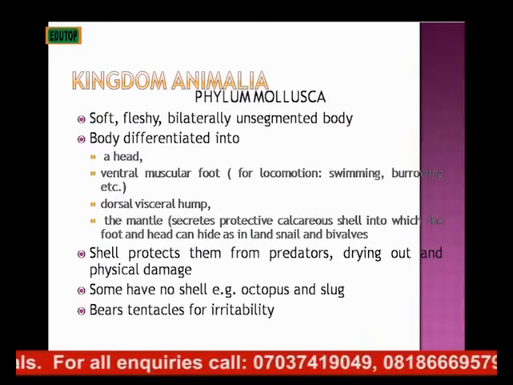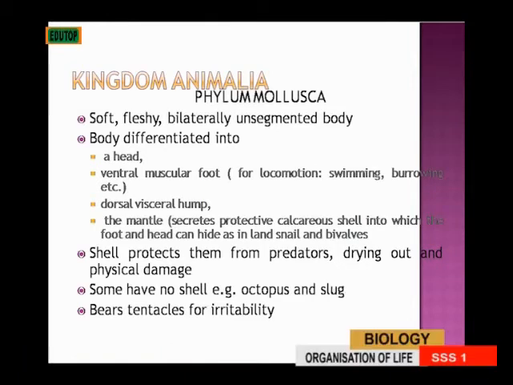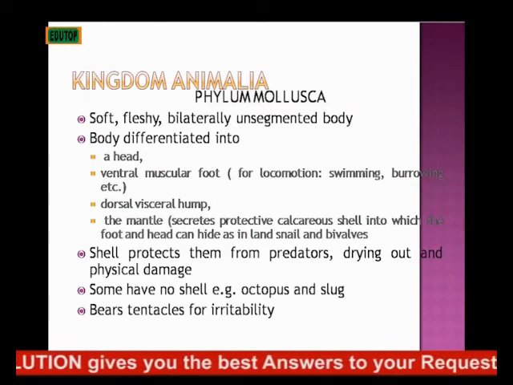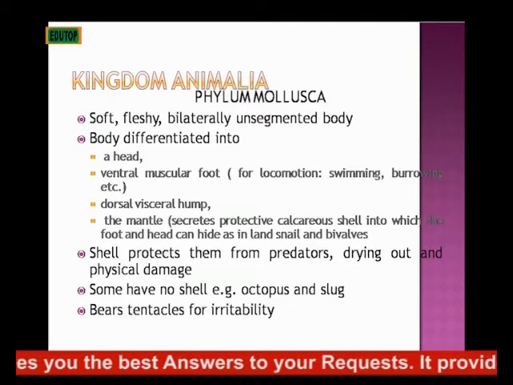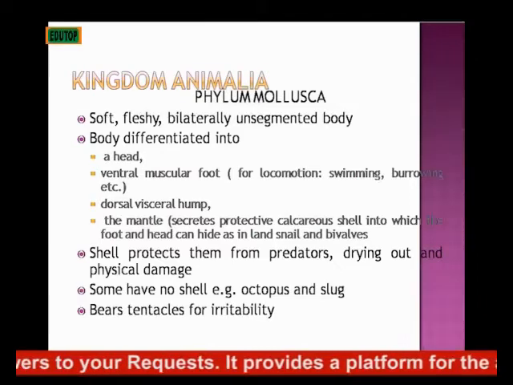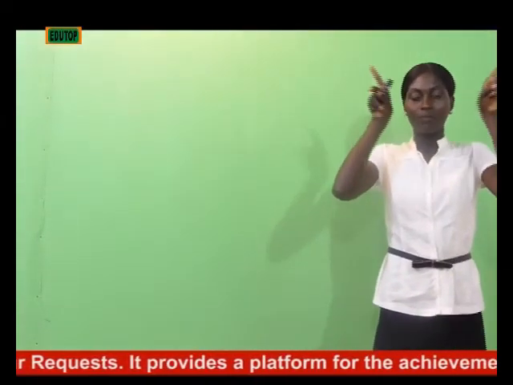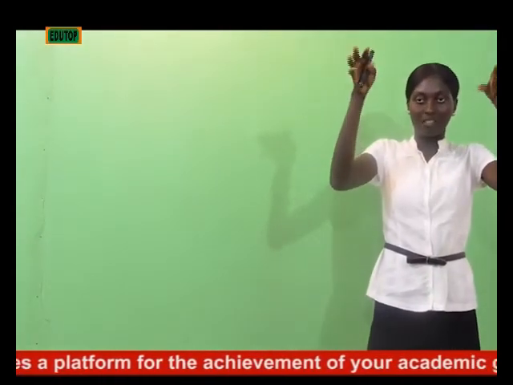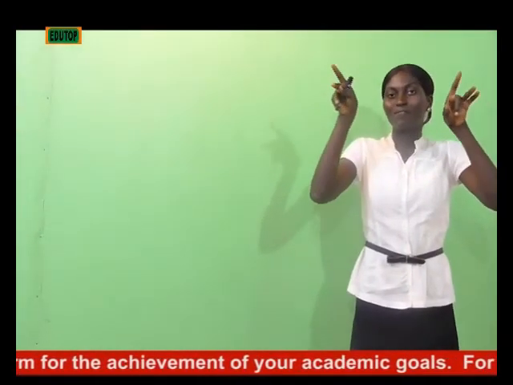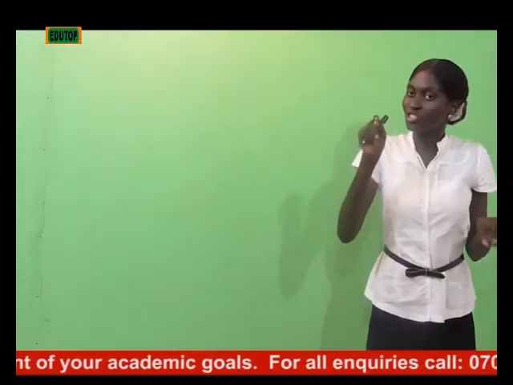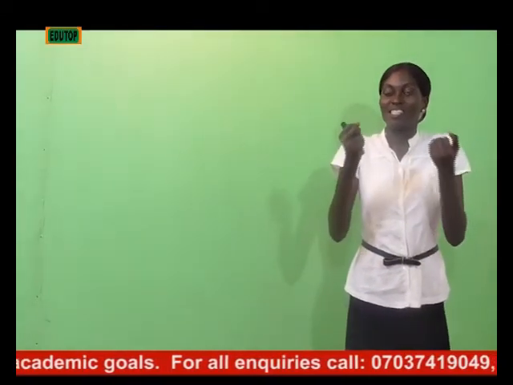Then some of these animals in the phylum Mollusca, the mollusks, have no shell. Examples of such are the octopus and the slug. You find them in the water, so they don't have a shell. Then they bear tentacles for irritability, for sensitivity. If you see a snail, you discover that it has these two pointed tentacles, the ones that are so obvious, and smaller ones at the back. It's for sensing things, like light. When you touch the tentacle, you discover that the snail withdraws itself.